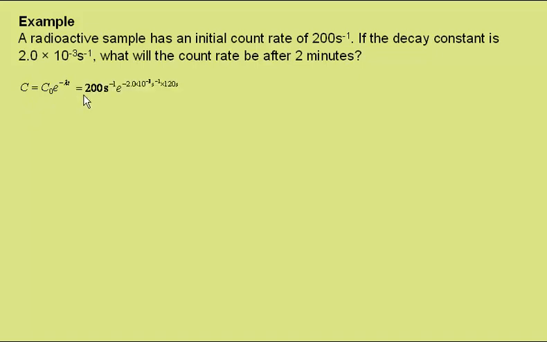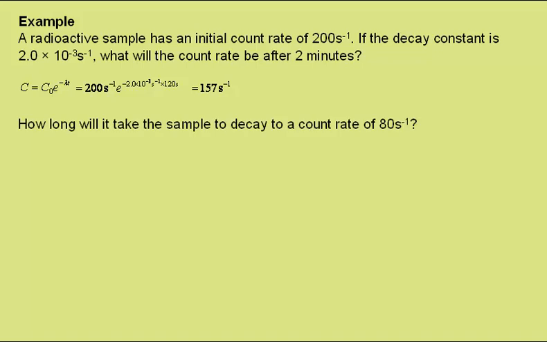This comes out at 200 seconds to the minus 1 for the initial count rate, times e to the minus lambda, which is 2 times 10 to the minus 3 per second, times the time in seconds, 2 minutes, is 120 seconds. This gives a count rate after 2 minutes of 157 counts per second.